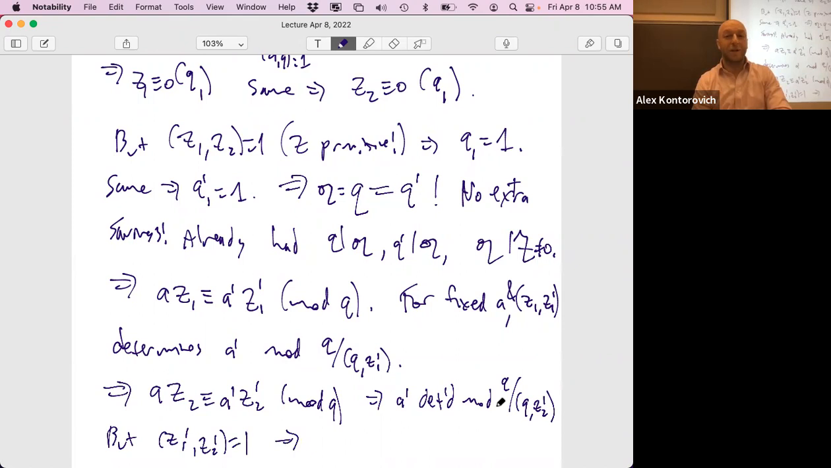They don't have to be, they could each have different factors in common with Q, but we've completely determined A prime. These two residue classes together, because Z1 and Z2 are co-prime, determine A prime mod Q by Chinese remainder. That's our last savings of a factor of Q.